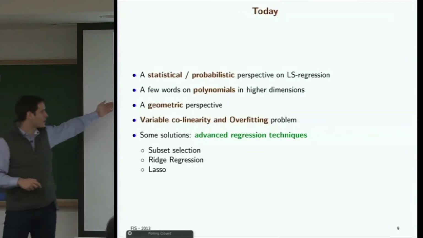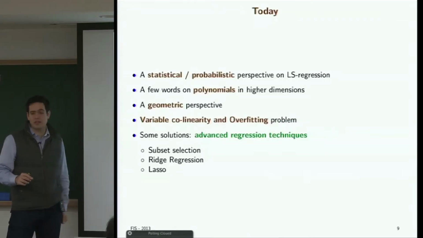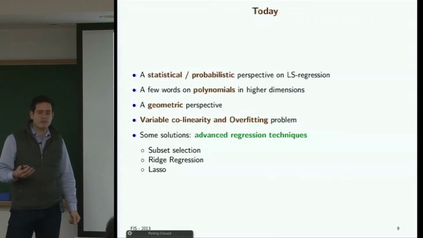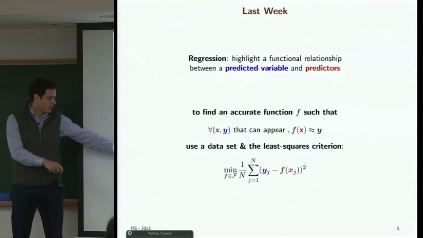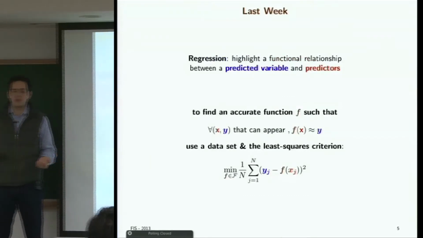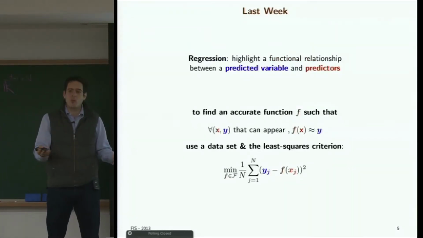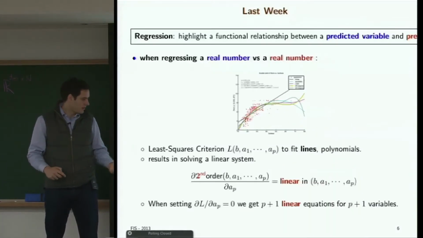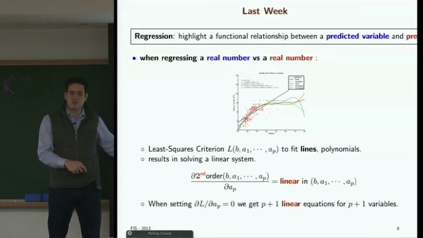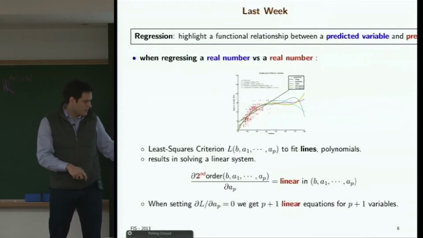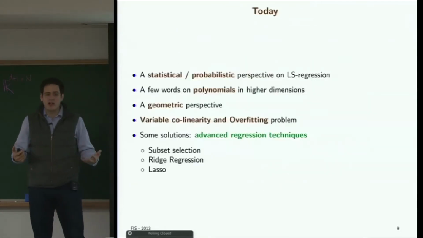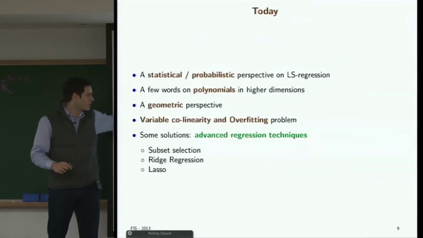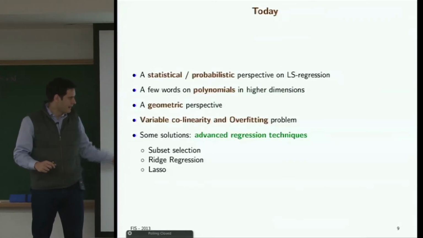So we will first start with the statistical probabilistic perspective on least squares. So far, I haven't really motivated this choice. The least squares approach was not motivated other than by a computational reason. I told you that it's easy. If you use least squares to penalize the errors, then you get simple linear systems here as well. So is there another motivation? And I will try to show this one.